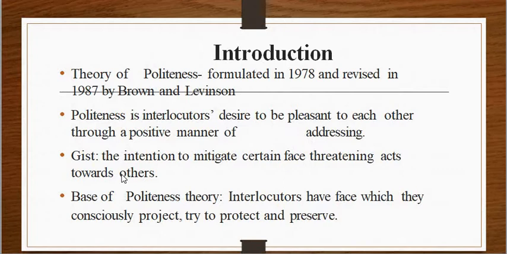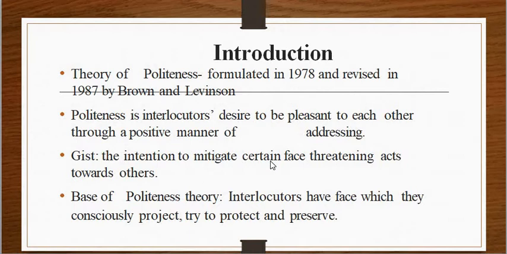This is politeness. So the gist of politeness is the intention to mitigate certain face-threatening acts towards others. So politeness is the intention of the speaker and listener to reduce the intensity of all the face-threatening acts towards the others. Face-threatening acts do not mean having a direct threat to another person. It is actually related to the concept of conversation, that is, how you are talking to the other person, and when you are going to violate the desire of the other person, it means you are going to use face-threatening acts for that person.